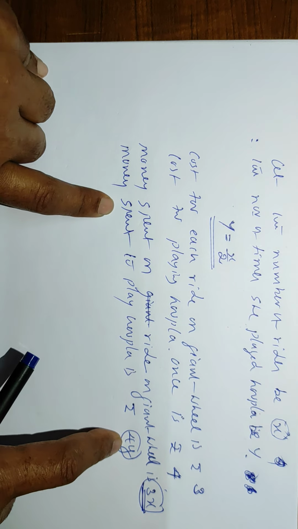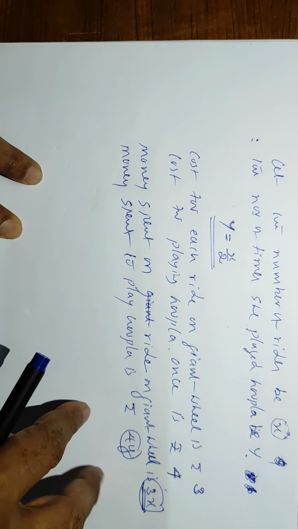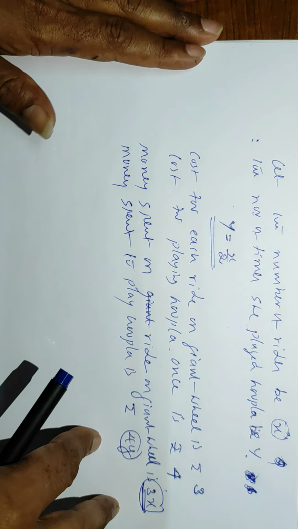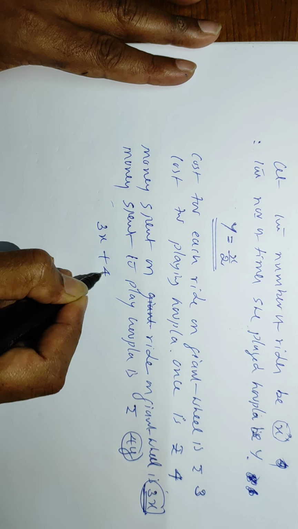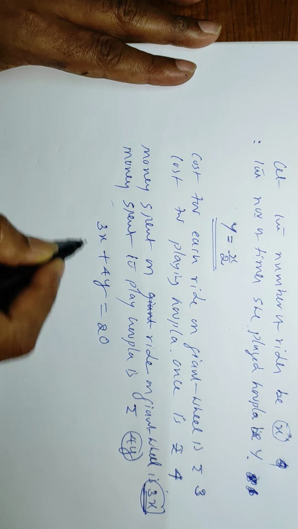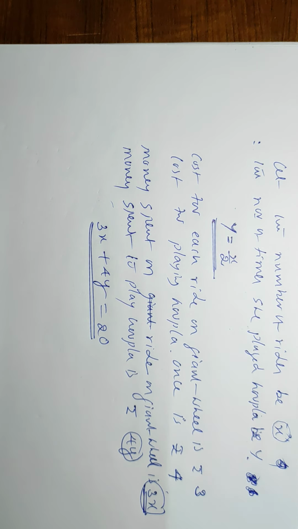How much money has she spent to play hoopla? Rupees 4y. Totally how much does she have? She has rupees 20. So 3x plus 4y is equal to 20. See, we have got 2 equations. y is equal to x by 2.